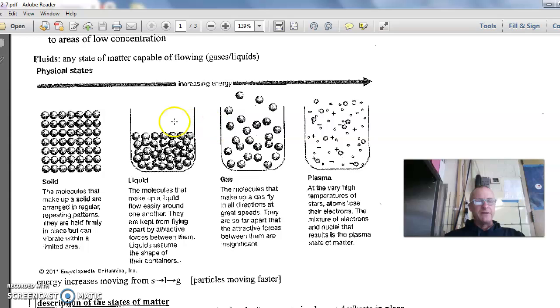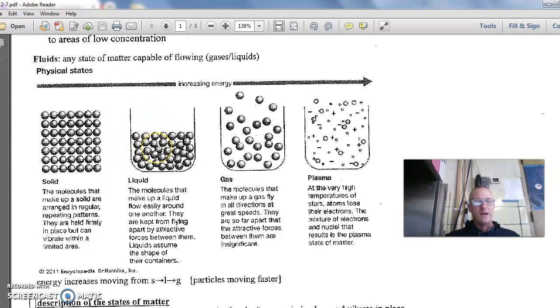We've been talking about the fact that we can go from a solid, liquid, gas, plasma. And when we go in this direction, we would have to add energy into the state in order to get it to change. So if we have a solid and we want it to melt into a liquid, we would have to add energy in.